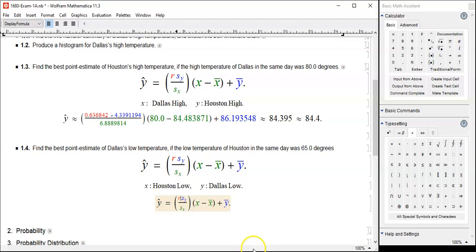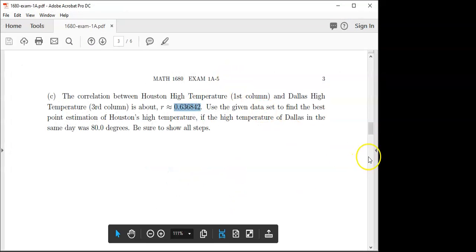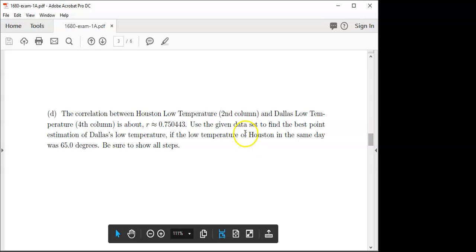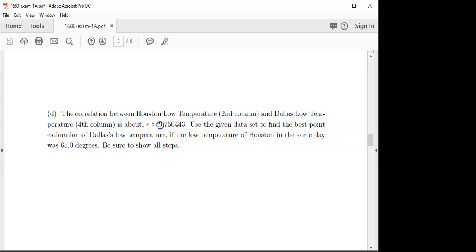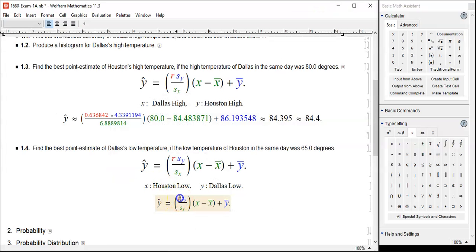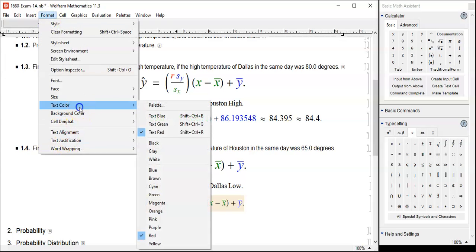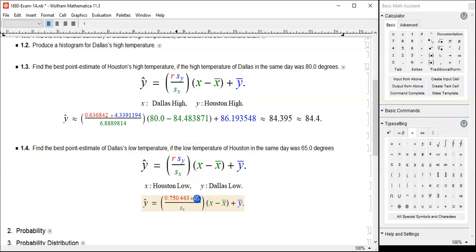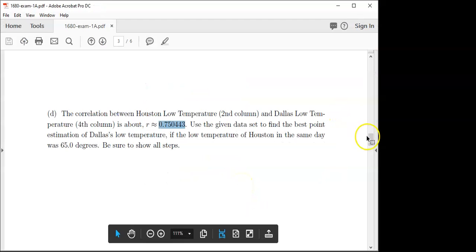Let's begin with R, the correlation coefficient. Problem must have given it. Yes, it's given. The problem gave you that explicitly. 0.75 something, and that goes over here. And then let's go to Sy, the standard deviation, but is it Dallas or Houston? Y is unknown, so Y is Dallas. Okay, let's go to the table.